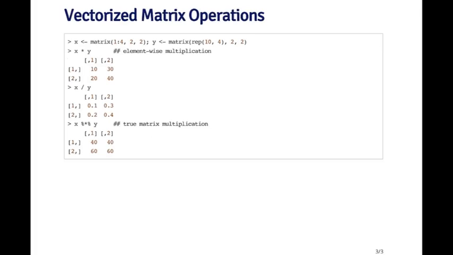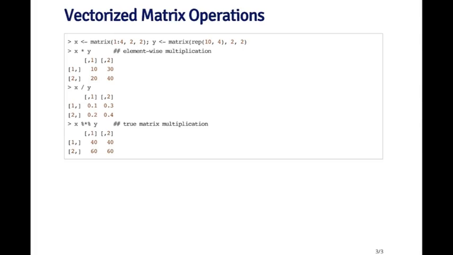Similarly, you can add and subtract and multiply and divide matrices together. It's useful to know this because there are different types of matrix multiplication. So I've created two matrices here, x and y. X is the matrix 1 through 4. It's a 2 by 2 matrix, and y is a matrix that's all tens. It's also a 2 by 2 matrix.